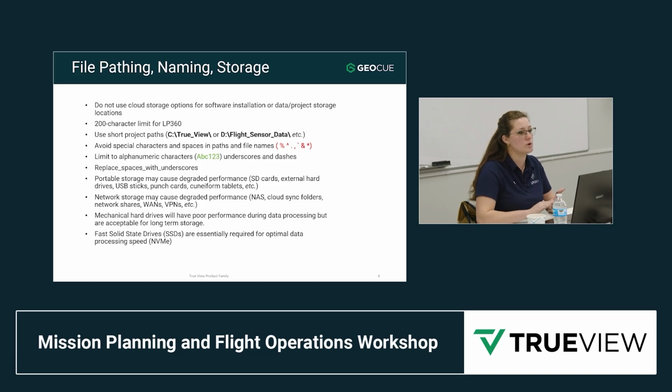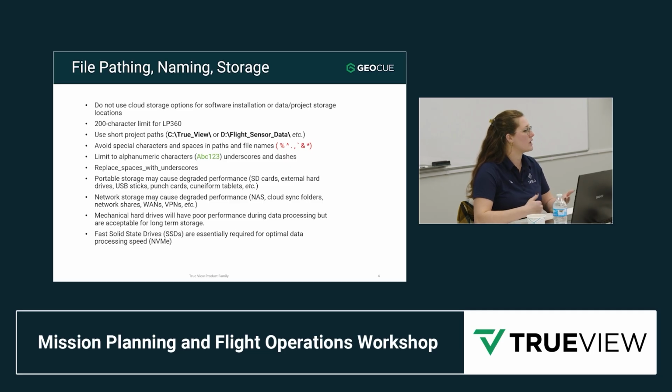There's also a 200 character limit for LP360. This is not a limitation of LP360, this is a limitation of Windows. So do keep that in mind. You want to try to keep your paths as short and sweet as you possibly can. I also strongly recommend that you avoid using any special characters or spaces in your file path. Spaces and special characters can cause issues through processing, so do keep that in mind. We want to stick to numbers, letters, underscores, and dashes.